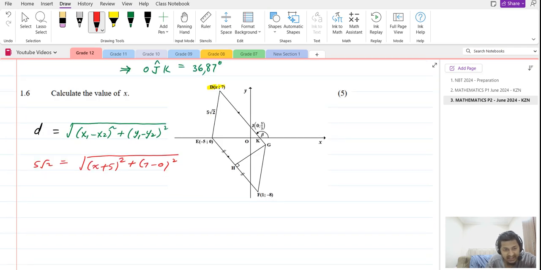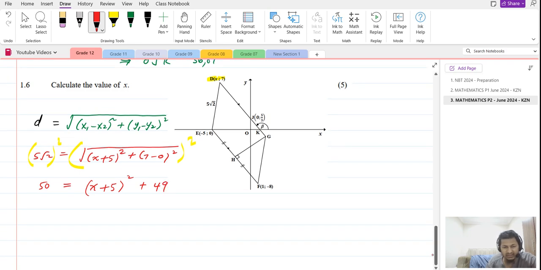Now if I square both sides, I will get 25 times 2. Remember, if you're squaring both sides, square this side and square this side. If I square this side, it becomes 25 times 2, which is 50. And if I square this side, I will get x plus 5 all squared plus, simplifying the inside, 7 minus 0 all squared, which is 49. The square and the square root fall out. Now don't get into the habit of opening up this whole thing, because to solve this problem you can just take the 49 over. So 50 minus 49 is 1, and we got x plus 5 all squared.